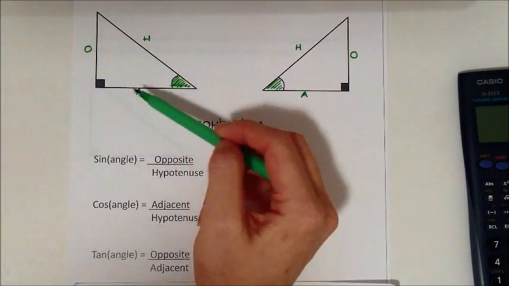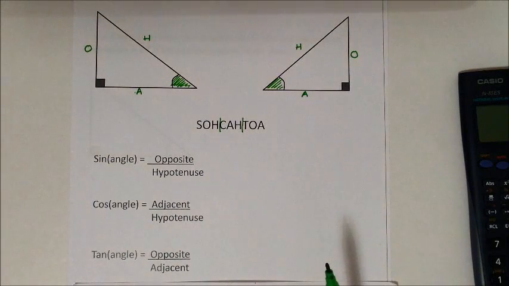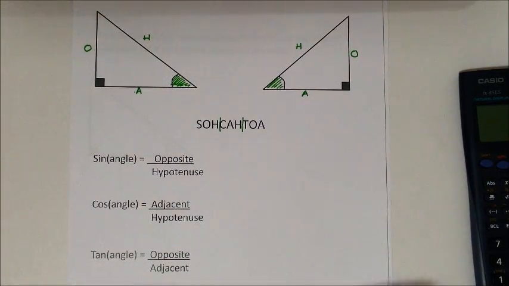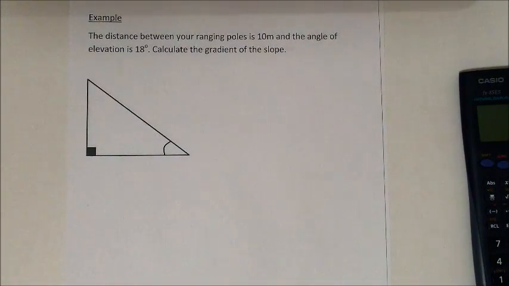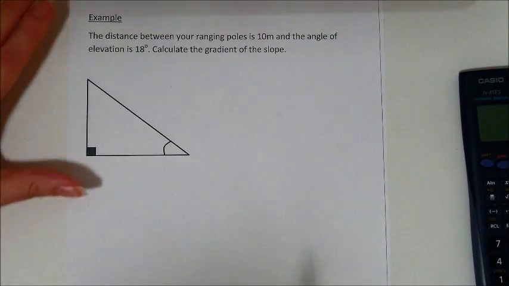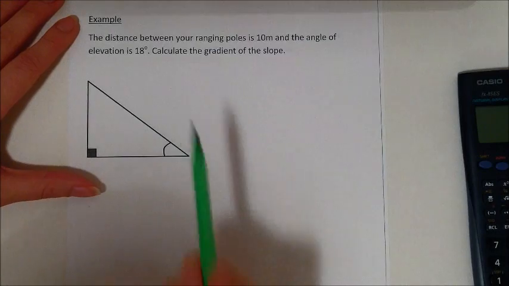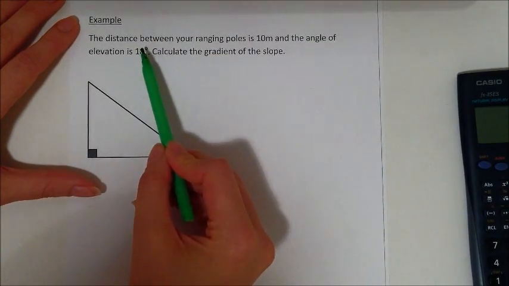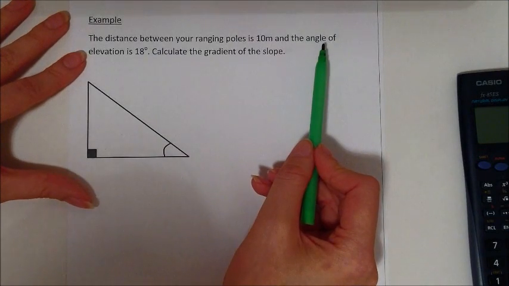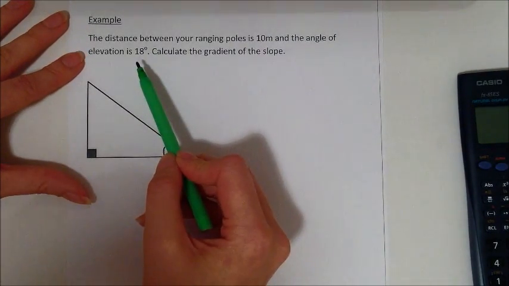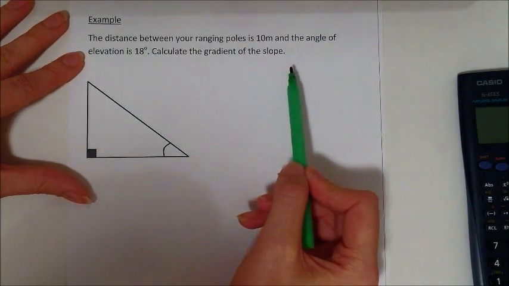So this would work with the opposite and the adjacent, but again, we're not going to use those. So let's look at an example. You've gone and measured some data. You've set your ranging poles so that they're 10 metres apart, and you've measured the angle of elevation using your clinometer as 18 degrees, and you're asked to find the gradient.